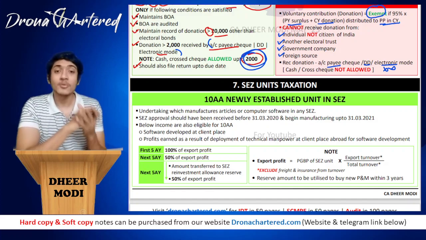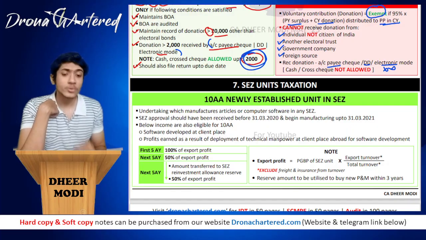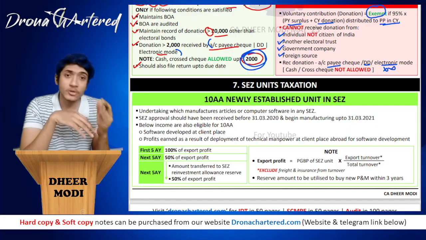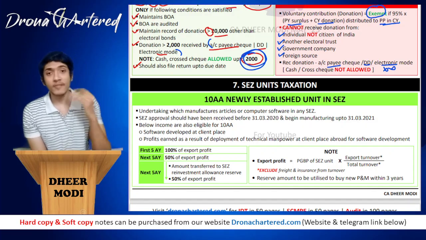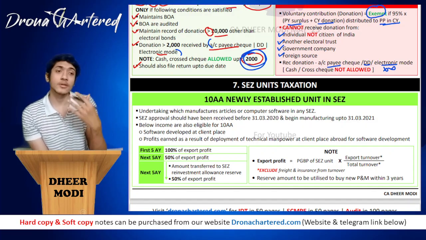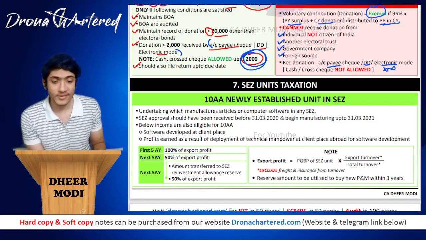Hello. Welcome to our next chapter, that is your SEZ units taxation. SEZ means special economic zone. So any unit which is being set up in your SEZ will have a separate taxation. So the government has given certain benefits to SEZ.